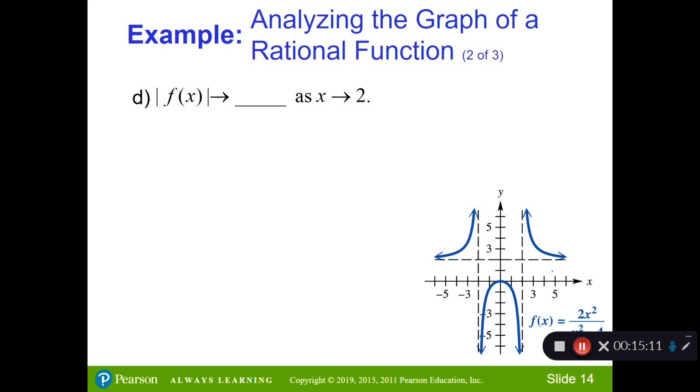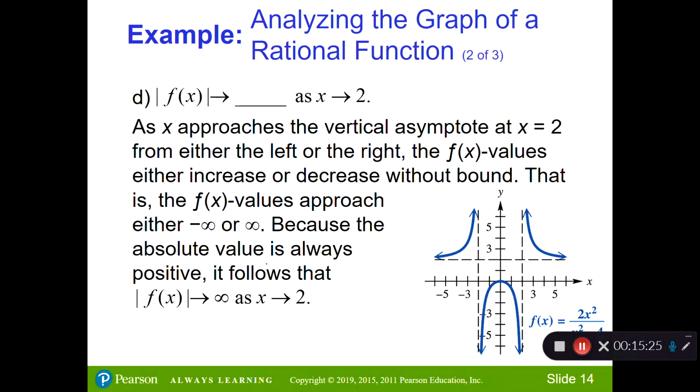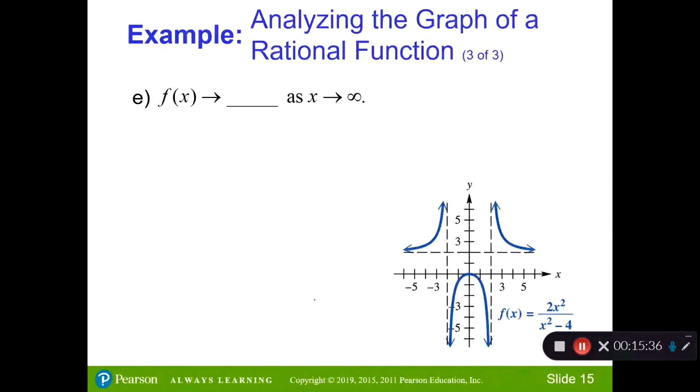Now what happens as x approaches 2? Well, here's 2. From the right, we're going up to positive infinity. From the left, we're going down to negative infinity. Go backwards a little bit. So that's the way we write that. As x approaches 2 from the right, we go to positive. From the left, negative. So we can say the absolute value approaches infinity as x approaches 2.